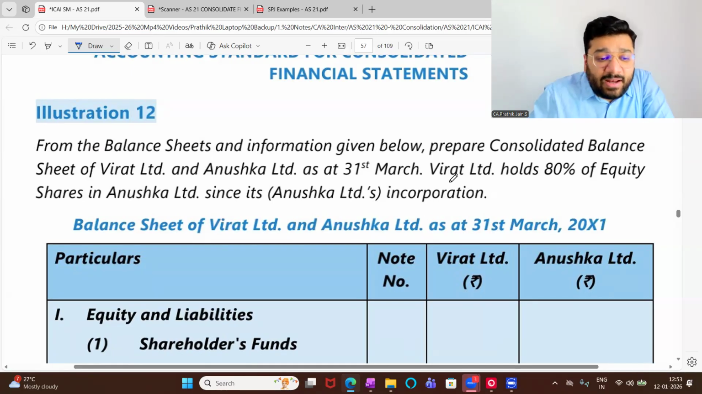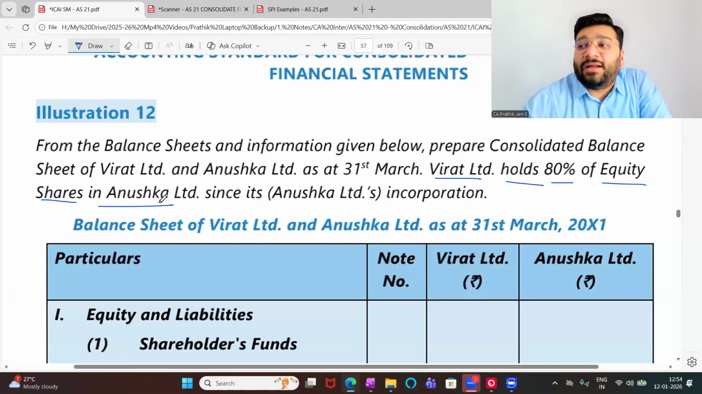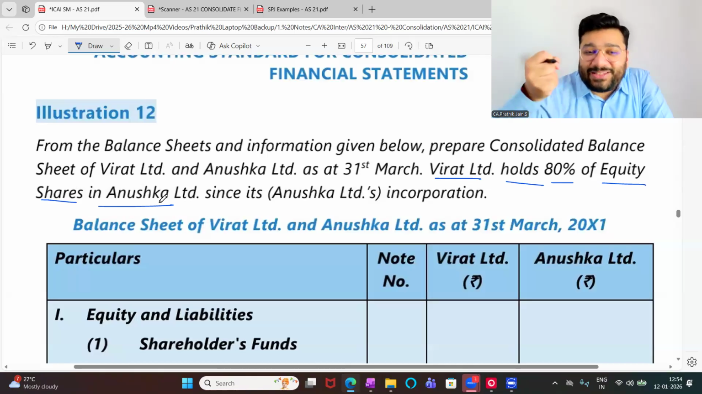The question further says that Virat Limited holds 80% of equity shares in Anushka Limited. So who's the holding company? Virat Kohli, the husband, is the holding company.